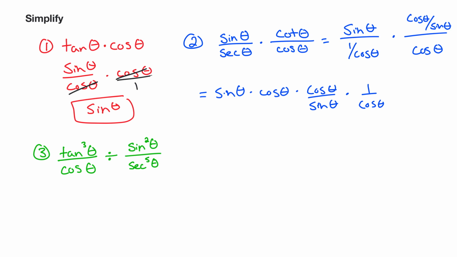Those first two parts have denominators of 1. And now all I'm going to do is cancel things on top and bottom that are the same. I have a sine on top. I have a sine on bottom. I have a cosine on top. I have a cosine on bottom. The only thing that's left is a cosine on top. So the answer is cosine of theta.